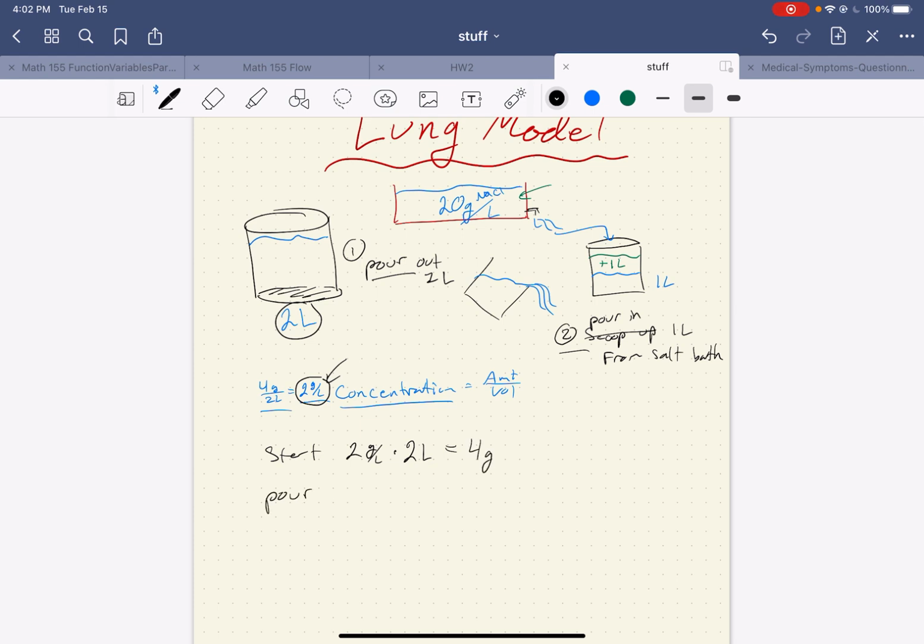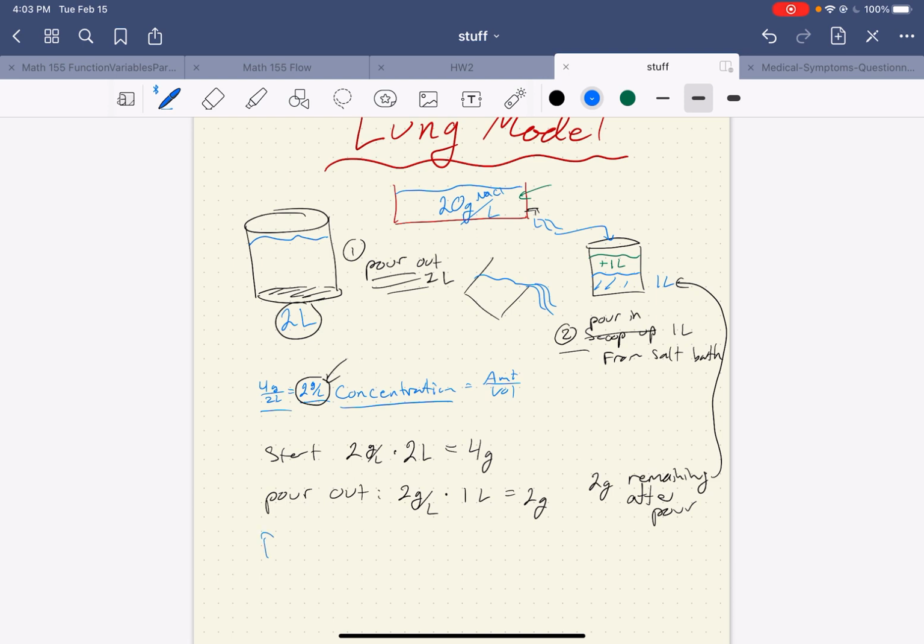Okay, now how much did I take away? Well, for every single liter, I'm going to take away 2 grams, and I poured out 1 liter. So 1 liter, I've taken away 2 grams. So, in other words, there's 2 grams remaining after the pour. Okay, so that's these blue sort of model down here.